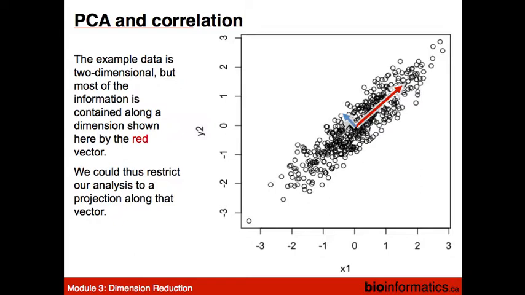So in this two-dimensional example, if I rotate this parallel to the x-axis, there's not very much more going on in the y-axis at all. And then I can say, well, there's not much going on in the y-axis. Maybe I'll just throw it out, and then keep on analyzing with the x-axis data, which is then one-dimensional data.